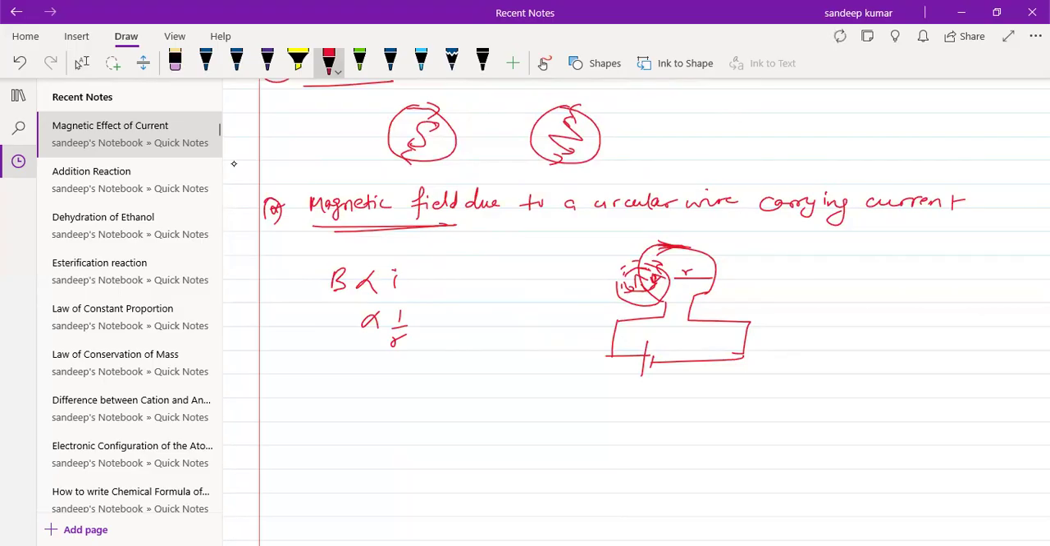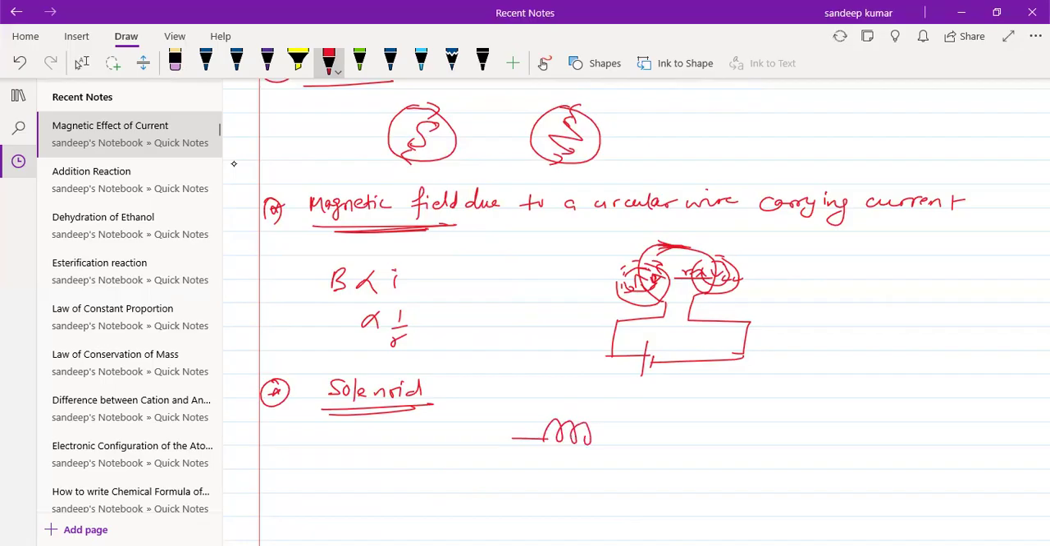Anti-clockwise. Now from this one is going downward, so it will be clockwise, like this you can see. Okay, so use the right hand thumb rule to know the direction of magnetic field lines. Similarly, we talk about solenoid. What is a solenoid, and how is the magnetic field due to a solenoid? A solenoid is a circular loop having n number of turns.